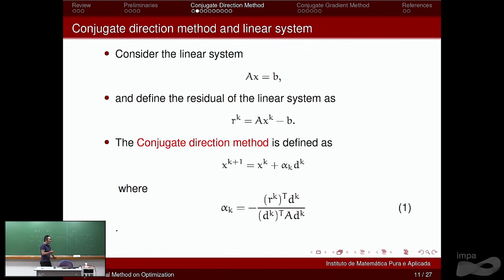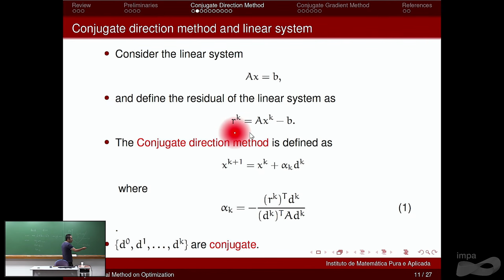Okay, and actually I should put the direction first. The directions D0 to Dk are conjugate, conjugate with respect to the matrix A here. And the alpha k is determined by this formula.